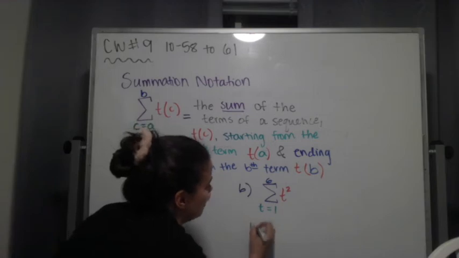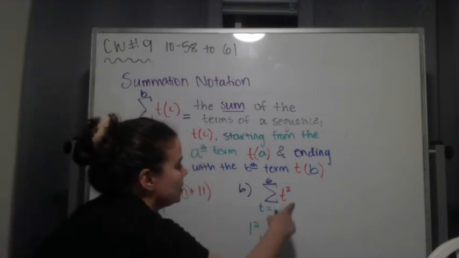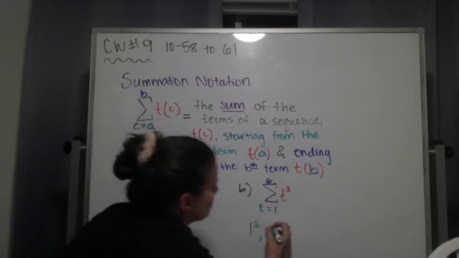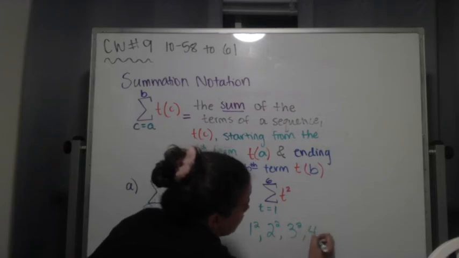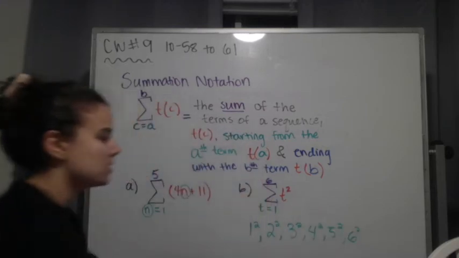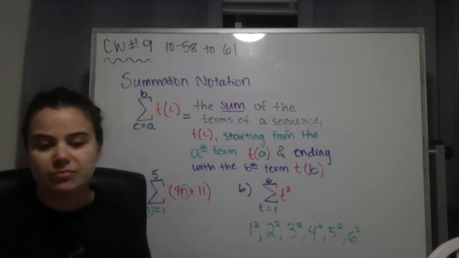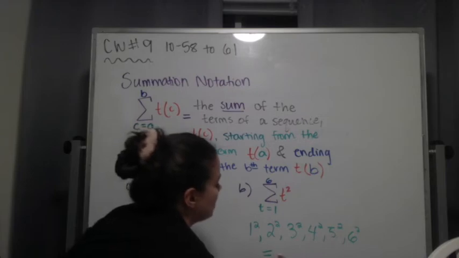So 1 squared would be our first term. And then we keep going, so the second term is 2 squared, so that's going to be 4. And then 3 squared, 4 squared, 5 squared, all the way up to 6 squared. It tells us where to stop. So just find out what those are, and you add them up. You should get 91 as your answer.